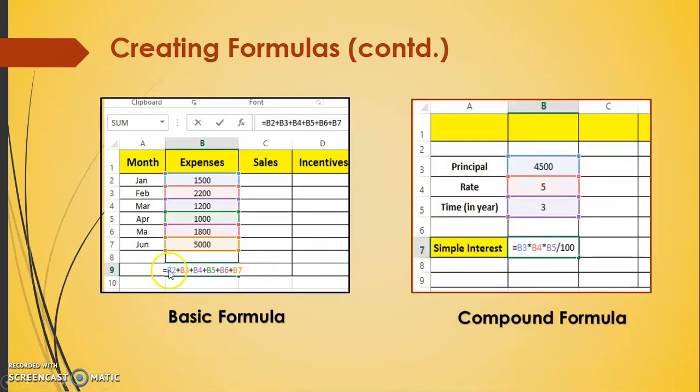See here, basic formula I am showing you, like this is the month January, February, and this is expenses of each month, like 1500, 2200, 1200 and so on. Now I want to find the total of all these expenses. So what I am doing, simply writing equal to, like my formula will begin with equal to sign, B2 plus B3 plus B4 plus B5, B6, B7 and so on. You can see here students, in the formula bar I have typed the formula. So I am using only one operator. But here in simple interest, I am using two operators and then finding the result. So this is the difference between basic formula and compound formula.